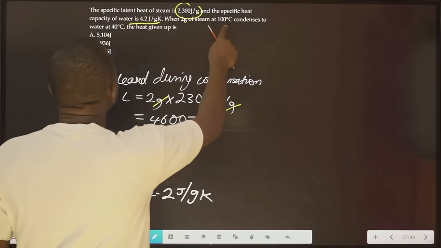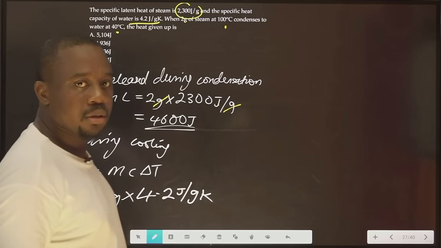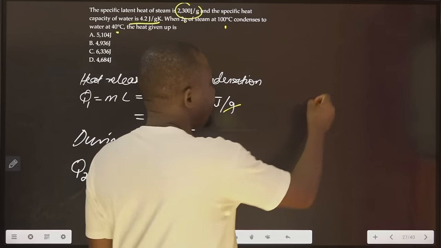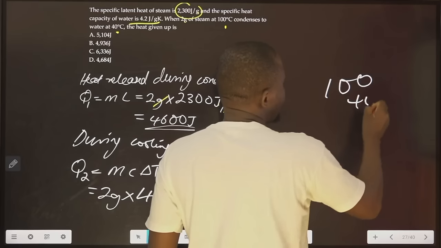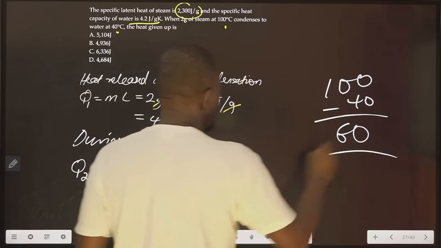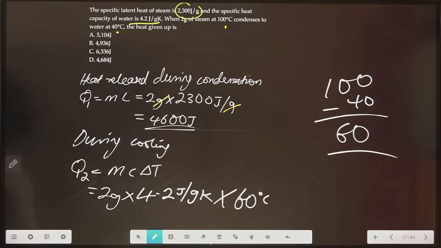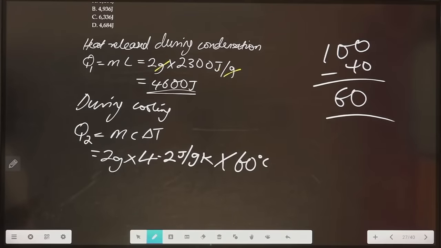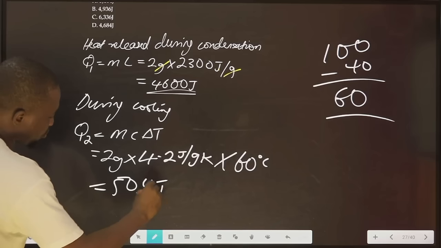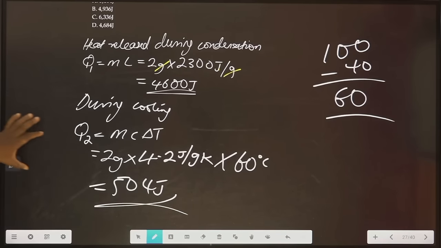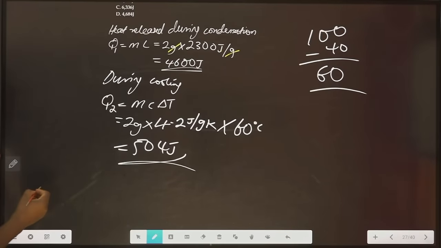Okay, from 100 to 40, how many is that? That is 100 minus 40, this will give us 60. So multiply by 60 degrees Celsius. Okay, if we work this out now, definitely we're going to have 504 joules.